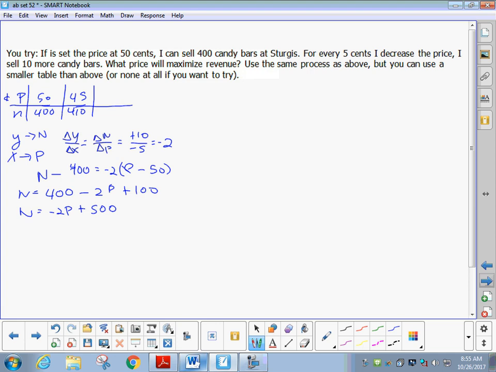Wait, where's the 10? Did I make a mistake? I increased the sales by 10 if I decreased the price by 5. So change in number is plus 10, change in price is minus 5. But the net result is a negative slope, 2. Yes? Think of that as lose 2 sales for every 1 cent increase. Do we not agree? Okay.